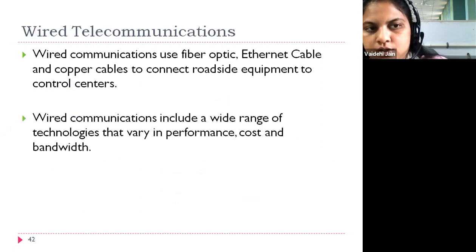In telecommunication, there are both wired and wireless types of communication. We all know that wired communications can be telephonic communications, or fiber optics, Ethernet cables or copper cables can be used to provide the sensing units. Wired communication includes a wide range of technologies that vary in performance, cost and bandwidth.